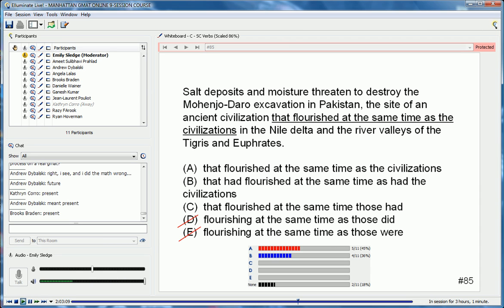So our other split that I want to talk about is flourished or had flourished. You guys exactly split on this. Brooks, would you grab the mic and tell us why you went with flourished? I went with flourished just because I thought had flourished was too wordy. I thought that flourished gave past tense without adding any extra words.